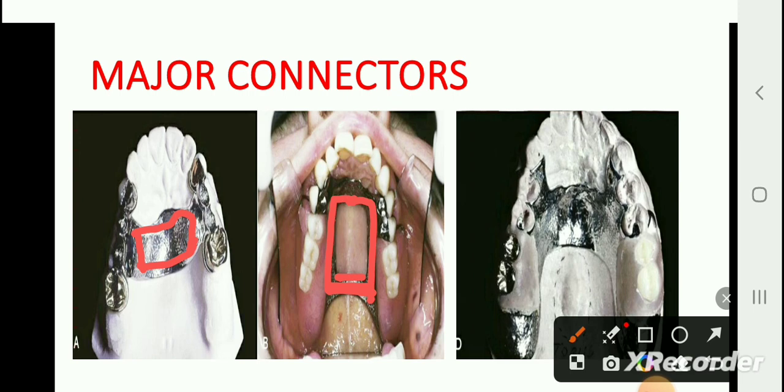And among gold alloys, if we use gold alloy as the major connector, then type 4 gold alloys are used for the RPD.